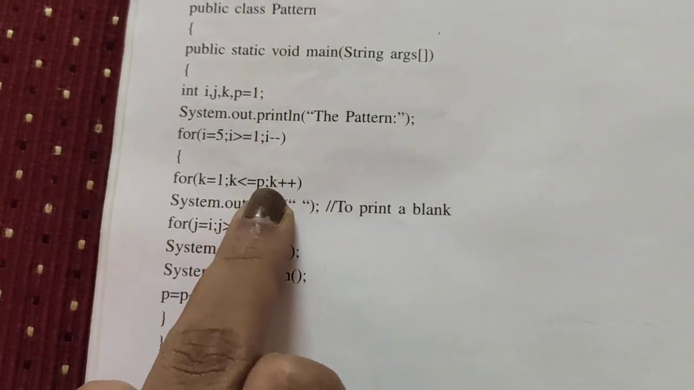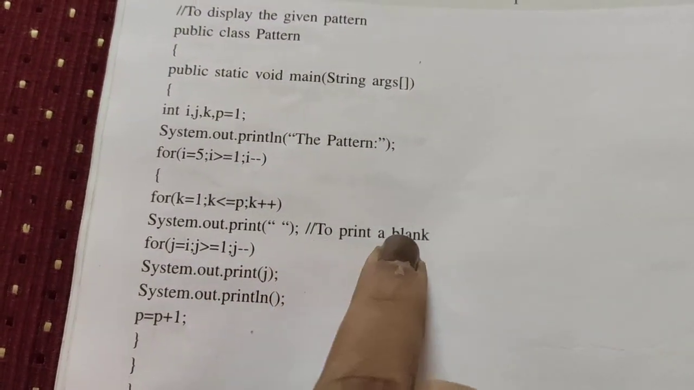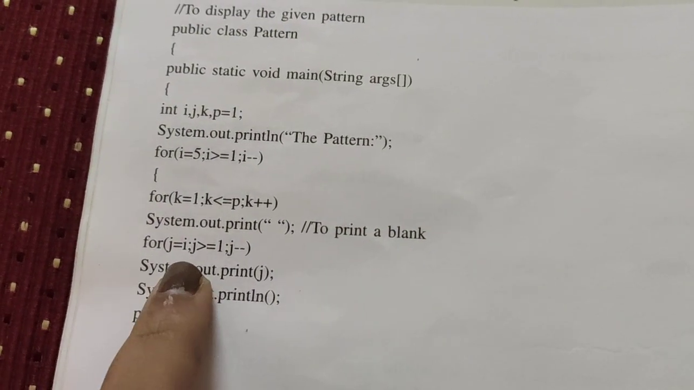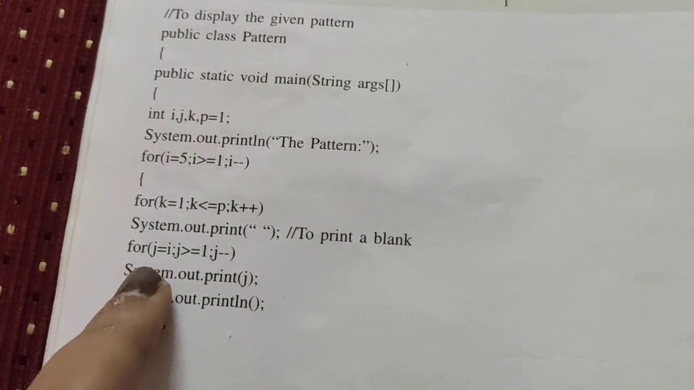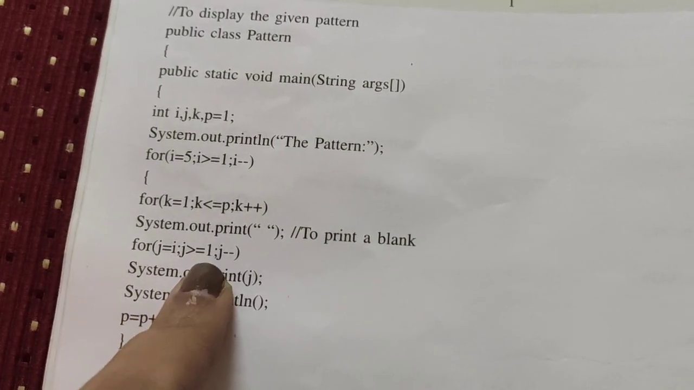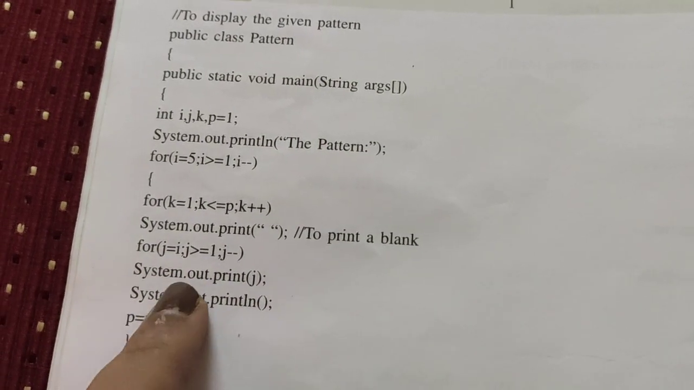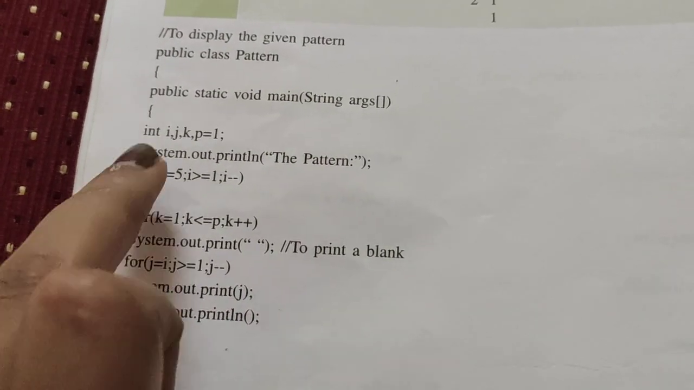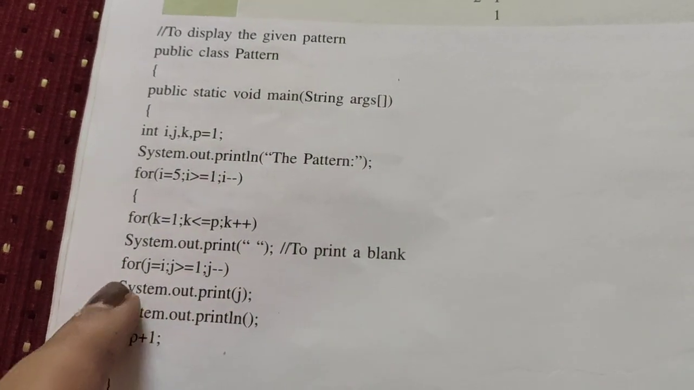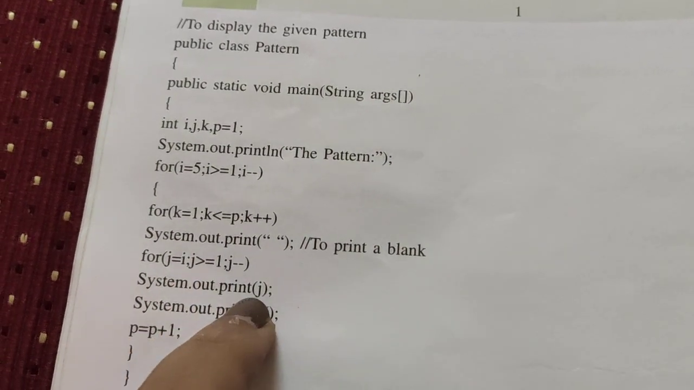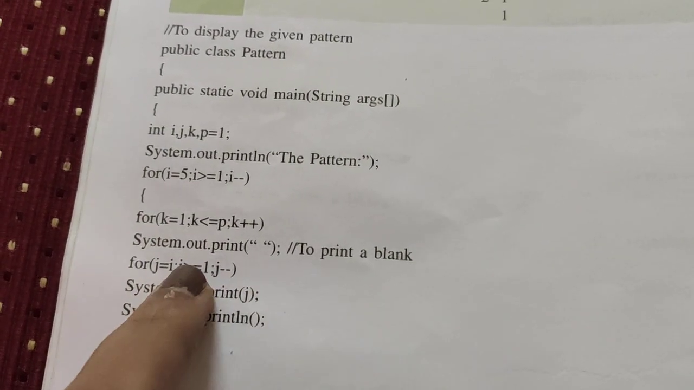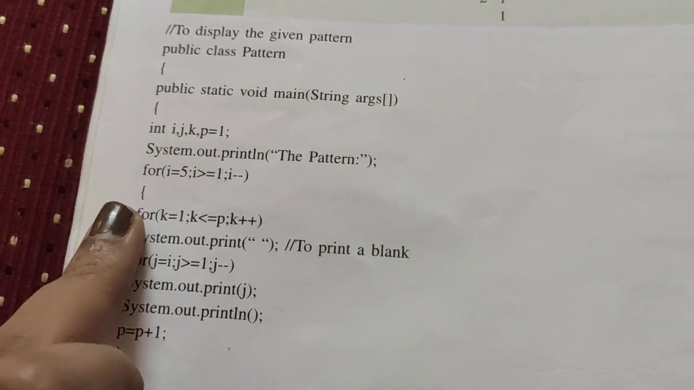So it is going to be 1, and you are going to print the gap here. That is to print these gaps only they have given this, that is to print a blank. So for j is equal to I, what is the value of j? It is 5. So j greater than or equal to 1, j minus minus. So System.out.print j. So j's value is I and first 5 will be printed. Again it goes, it will be 4, it is greater than or equal to 1, so 4 will be printed, 3, 2, 1. Once it reaches 1, it will come out of the loop.